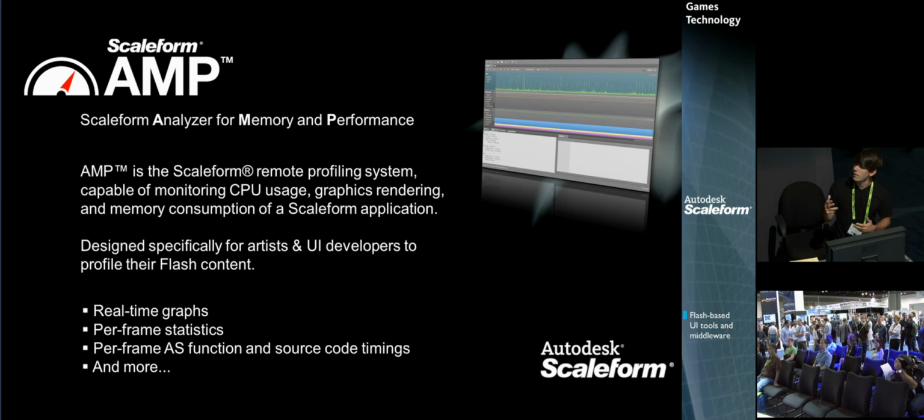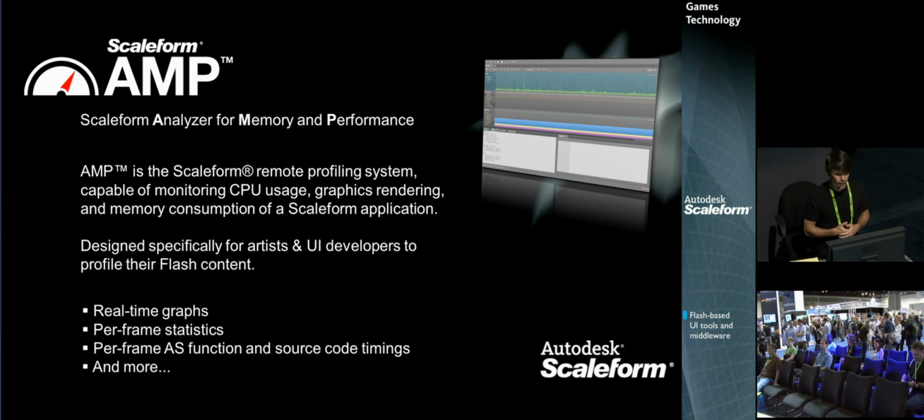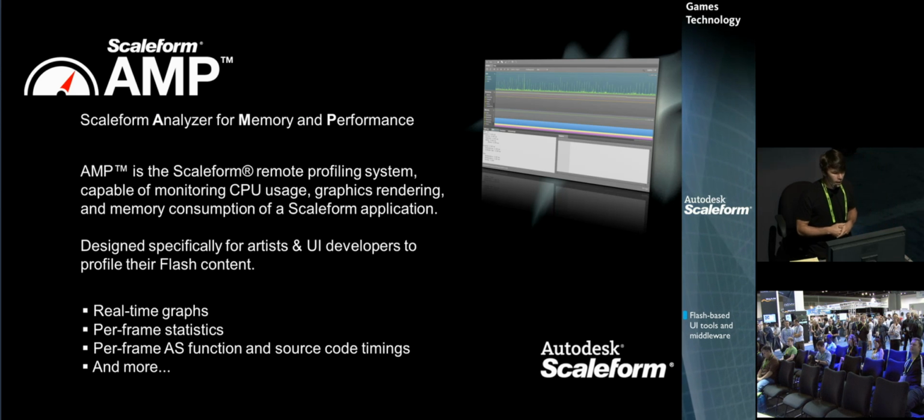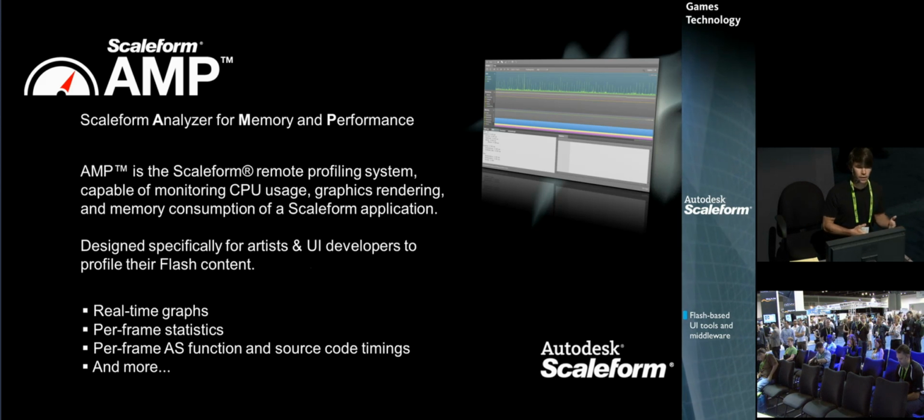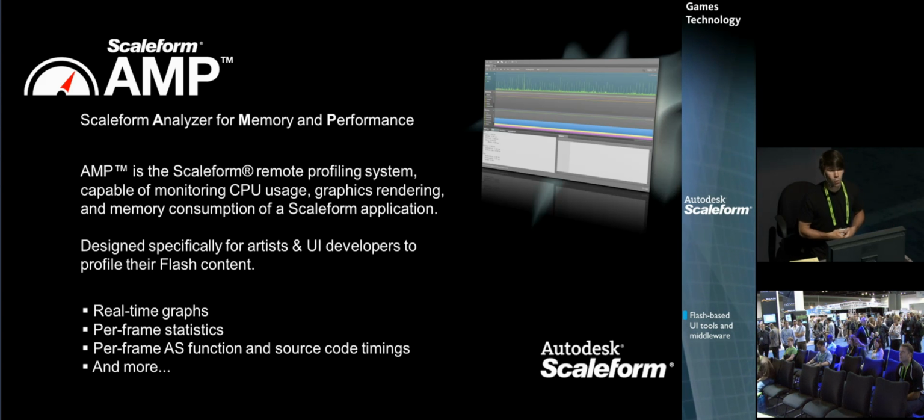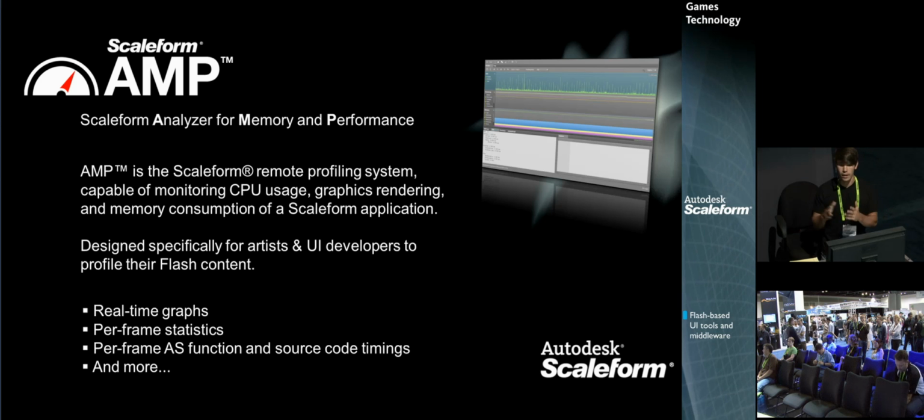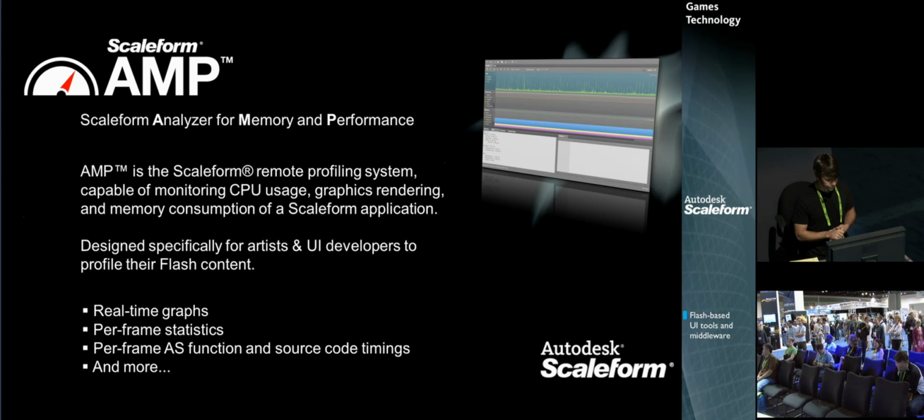So along with the SDK, we provide some tools that make developing Scaleform content and optimizing Scaleform content that much easier. Probably the most important of those tools is Scaleform AMP, the Scaleform Analyzer for Memory and Performance. So AMP allows you to remotely profile content that's running locally or on a network device. And it can be running in the standalone GFX player on an artist's local machine, for instance, or in an instance of Scaleform running in the game. So you might have Unreal Engine running on the 360 over the network. You can connect directly to it and profile the content there.